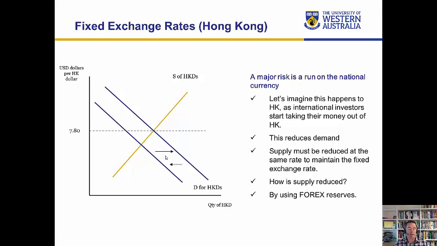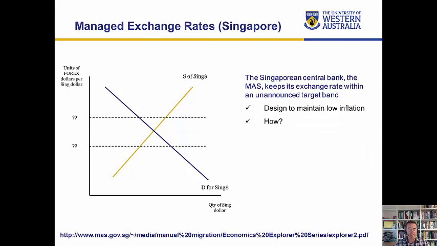So the demand curve initially shifts to the left because foreign investors reduce their willingness to invest in Hong Kong, and then the currency board steps in and shifts the demand curve back to the right to maintain the pegged exchange rate. They do that by using their foreign exchange reserves, that is, their holding of US dollars and euros, to purchase their own currency, the Hong Kong dollar. So that's a fixed exchange rate system.